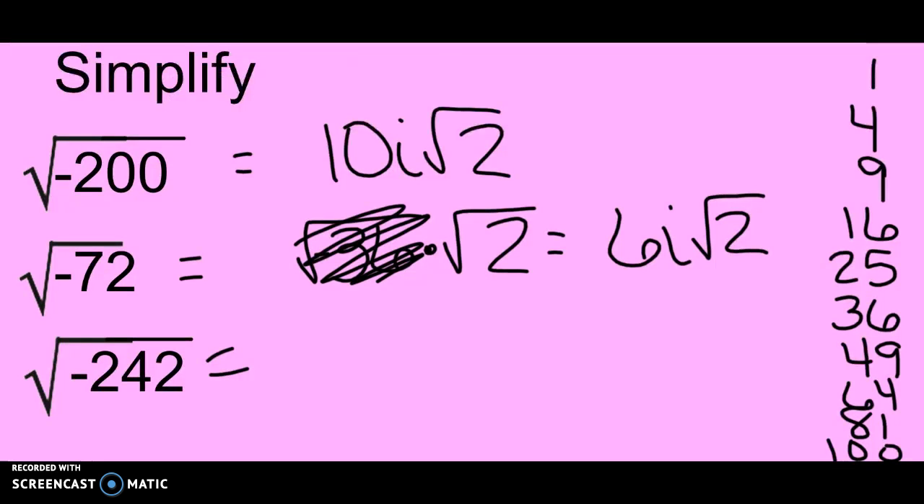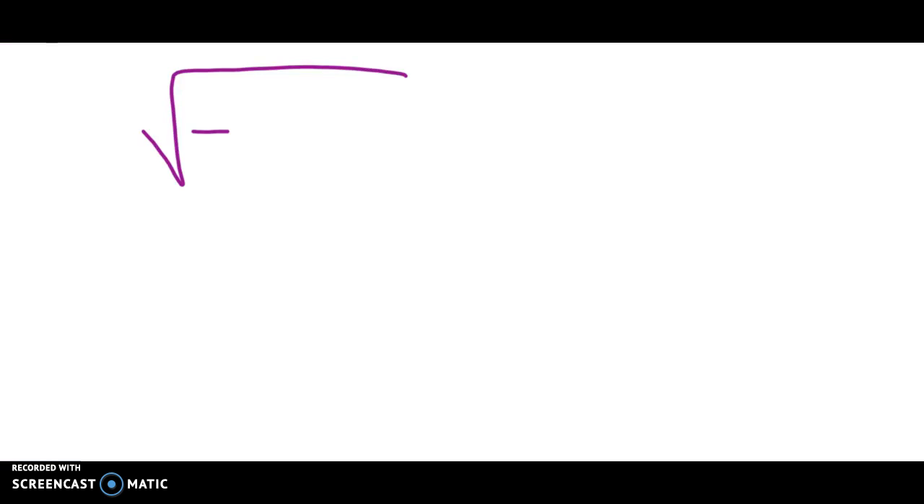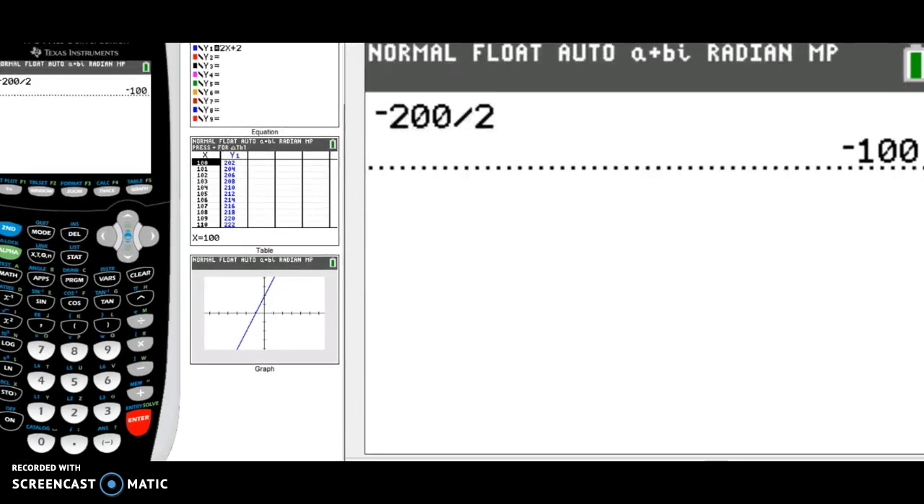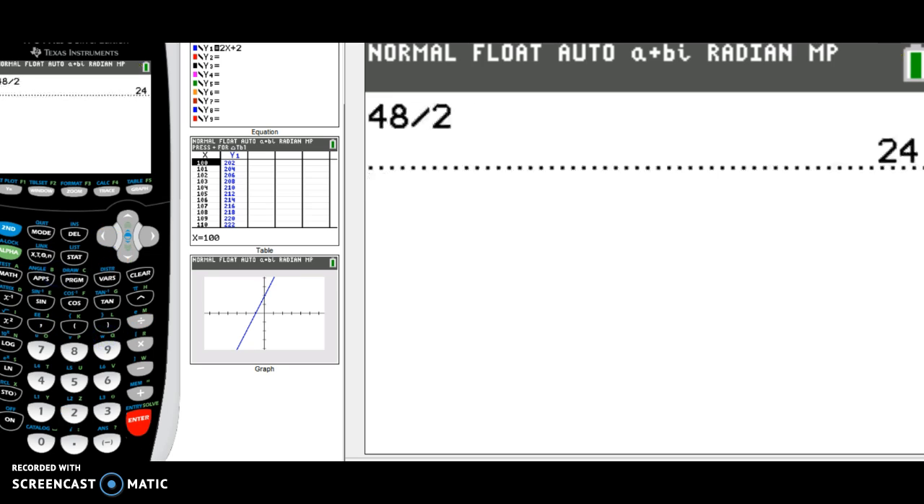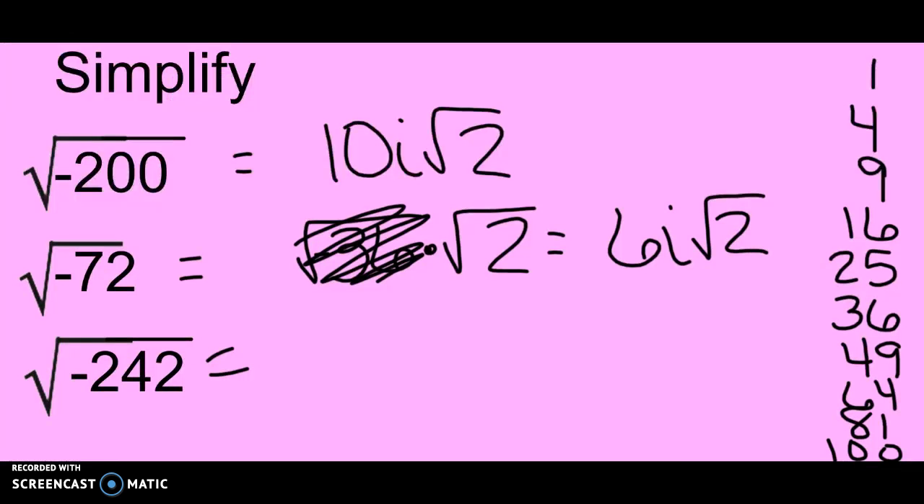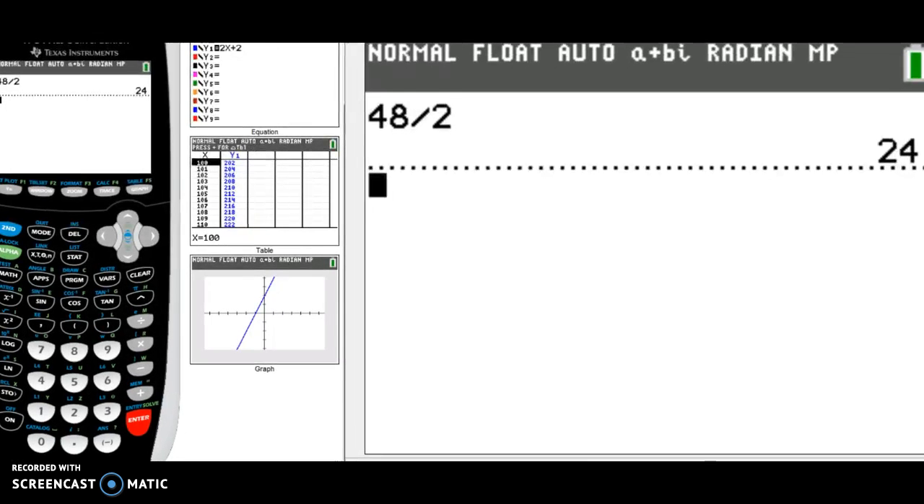Okay, so let's try the square root of negative, let me go look and see what we've got. Square root of negative 48. Okay, so we're going to put that in our calculator and we're going to start looking for a square. So I've got 48 divided by 2. Well, it comes out to 24, but 24 is not a square if we look at our list. 25 is, but not 24. All right, let's try 48 divided by 3.